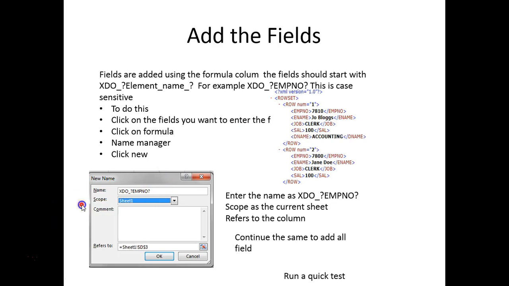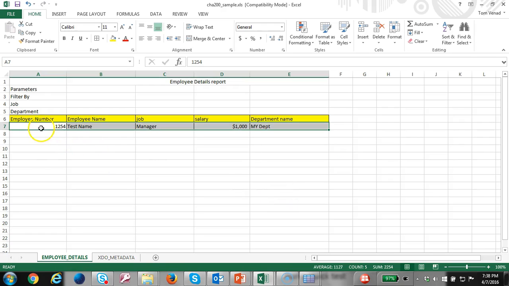Our next step is to add the fields. How do you add the fields? You select your element names, and you prefix them with XDO underscore and the element name. For example, for the EMP number element, you say XDO_EMP. I'm going to do EMP number, ename, job, salary, and row. So let's go ahead and do that.